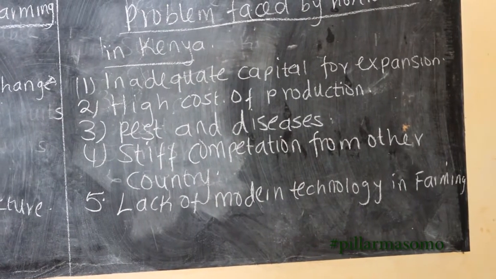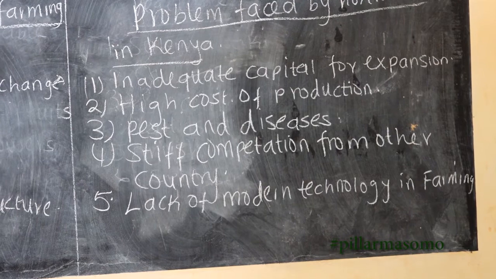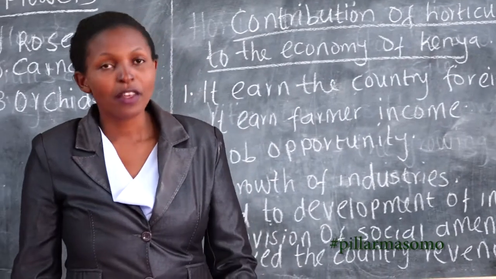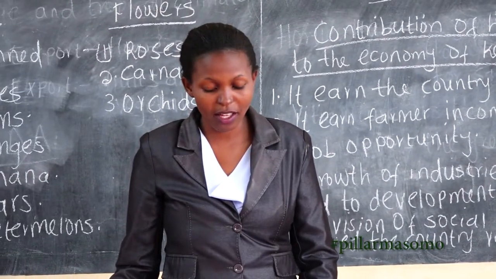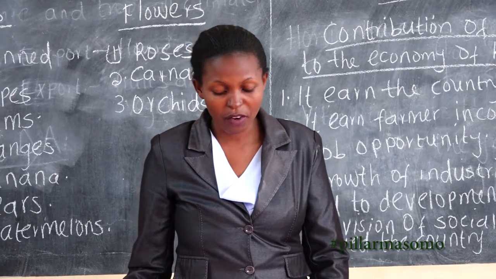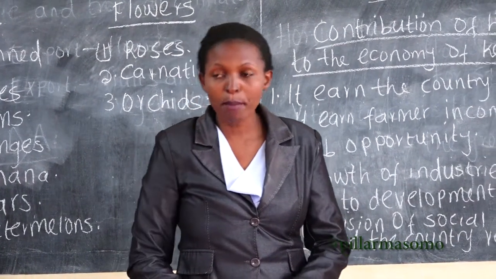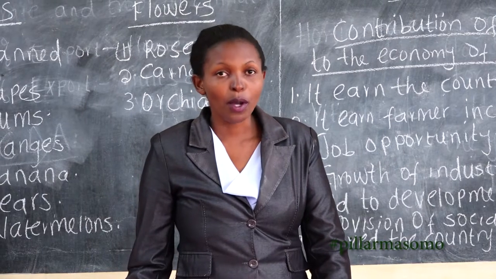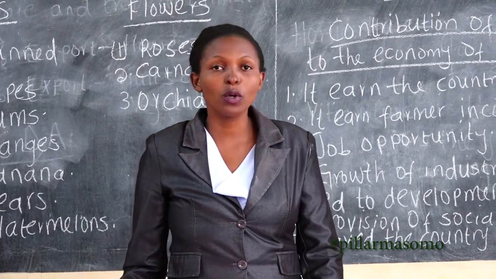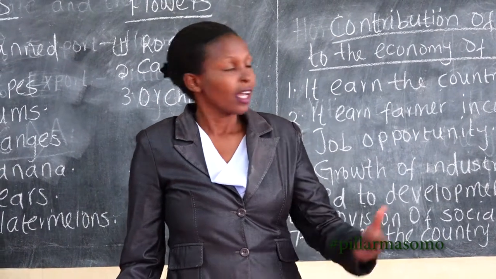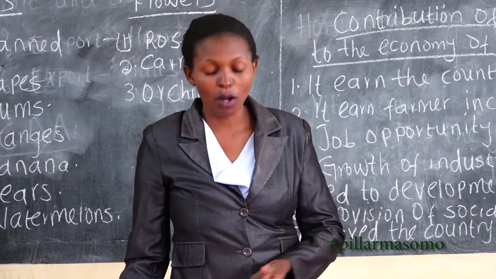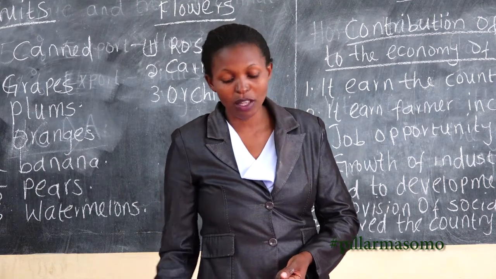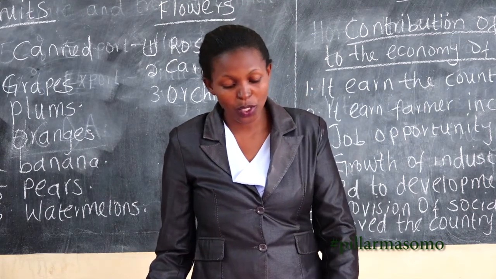Then we go to number six, lack of storage facility. Remember these things we are saying, they are transported when they are fresh, so the storage should be good storage. That is the reason we are saying lack of storage facility. Then we have the other one, poor means of transport, especially during the rainy season. Where we do not have good roads, what will happen? The horticulture crops are going to be delayed in reaching the market. So that is the reason we are talking about poor means of transport, especially during the rainy season.